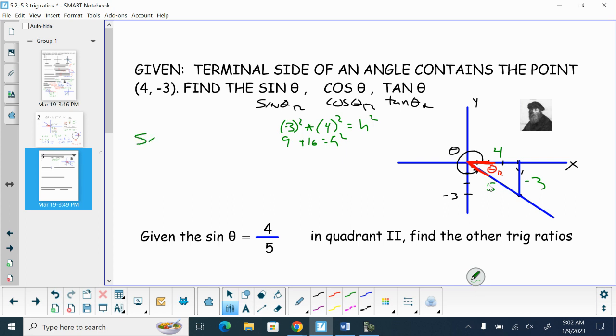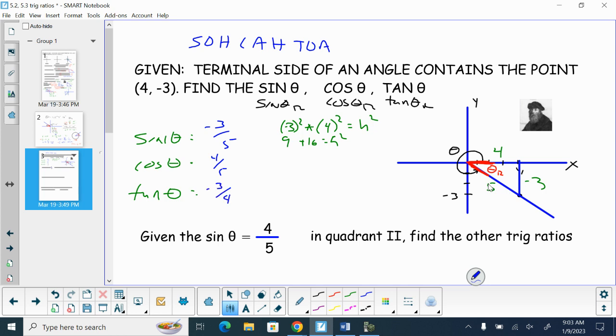So now looking at that, Brandon, what would be our sine, looking at the triangle? Negative 3 over 5, taking our opposite over our hypotenuse. Our cosine, Brendan, would be what? 4 over 5. And our tangent, Marley, would be what? Negative 3 over 4. Once again, there should be a lot of familiarity here.